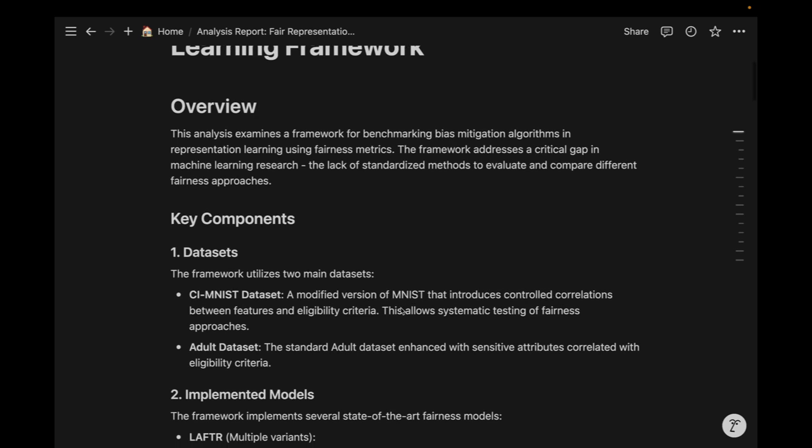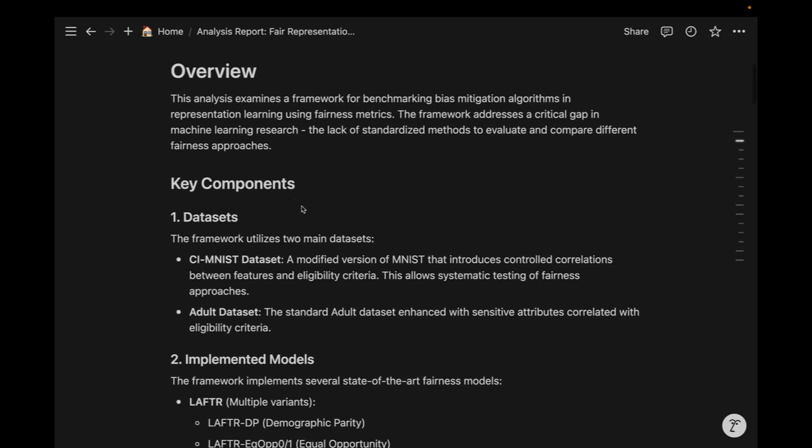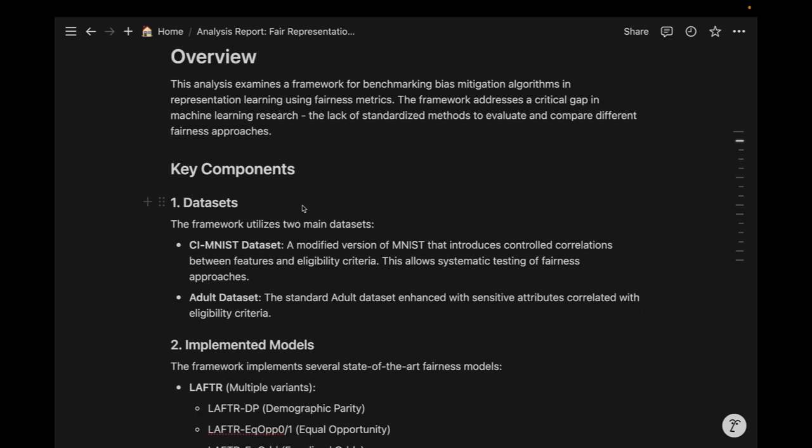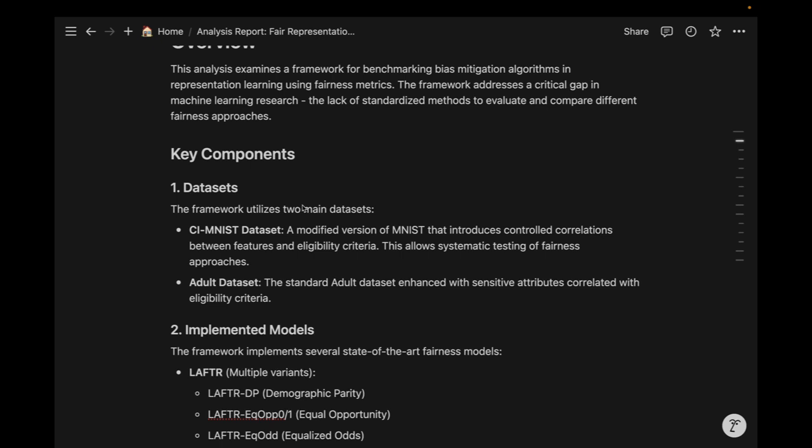Let me start by highlighting why this research is crucial. In recent years, we have seen numerous cases where machine learning systems unintentionally produced biased predictions. Consider the commonly cited example of loan approval systems or hiring algorithms showing systematic bias against certain demographic groups.